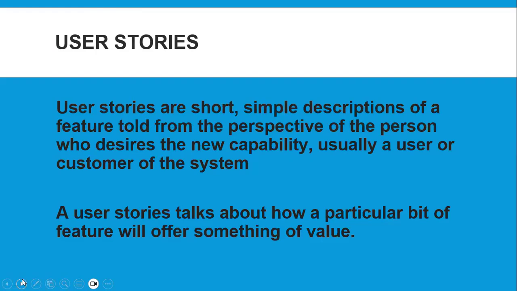User stories are short, simple descriptions of a feature told from the perspective of the person who desires the new capability, usually a user or customer of the system. I would like us to pay close attention to that definition, especially the part around the perspective. It says it's a user story. So if you want to really simplify it, it's a story by a user, isn't it? And that's why it says it's told from the perspective of the person who desires the new capability, usually a user or customer of the system.